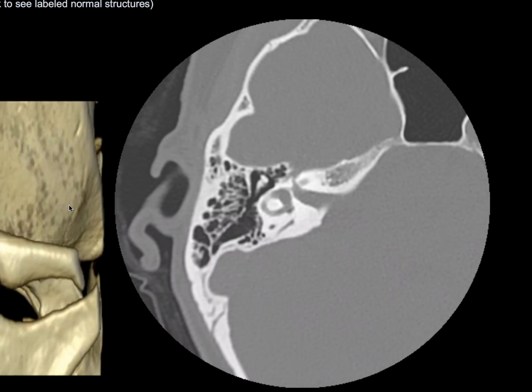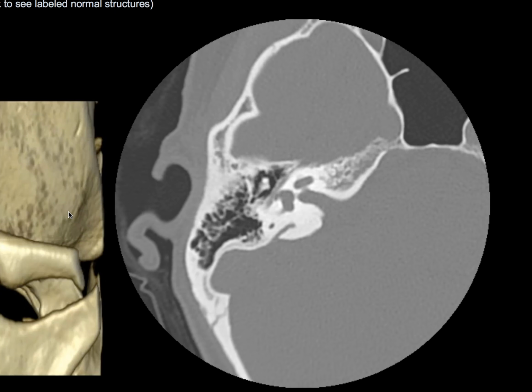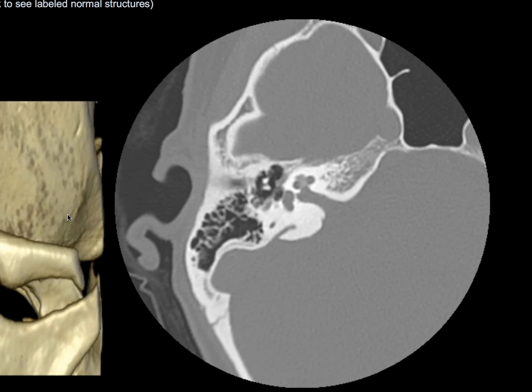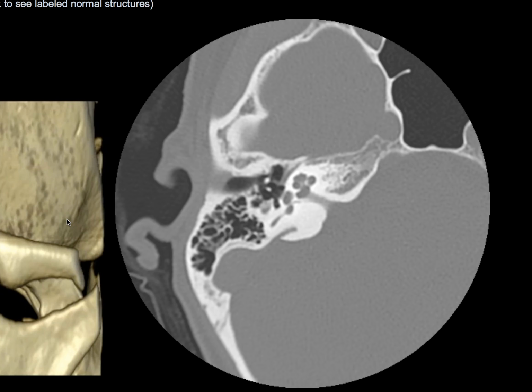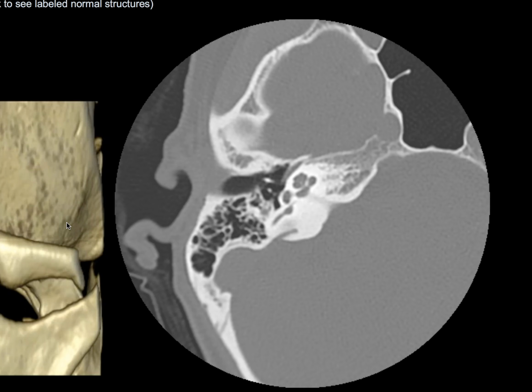Here, the ice cream cone, head of the malleus, body of the incus, short process of the incus, going down, down, down. Let's follow the incus, guys. Anterior is the handle of the malleus, posterior, the long process of the incus, and on its tip is the lenticular process of the incus. See, it is attaching to the head of the stapes.